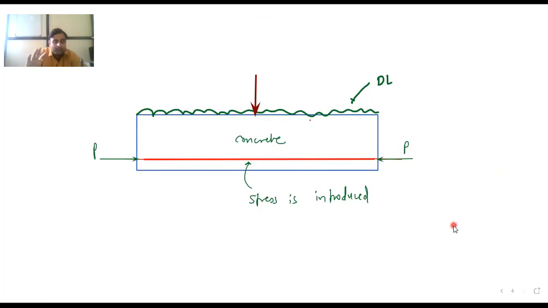Listen carefully. Don't think about how the force is applied. Just try to understand the concept first. The concept is that when you are preparing a pre-stressed concrete beam or member, it is a normal procedure, normal concrete only. First understand the difference.